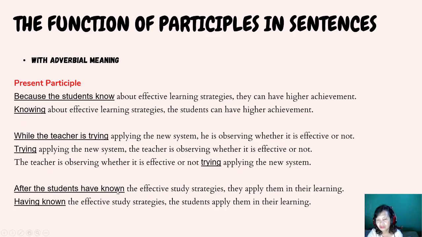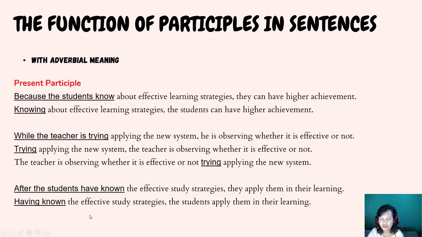After the students have known the effective study strategies, they apply them in their learning. "Having known" is the same as a participle, a perfect participle. So you have it like this: Having known the effective study strategies, the students apply them in their learning. So, "having known." Actually, you can have it like this: the students having known the effective study strategies apply them in their learning. It is okay, you can have it like that.